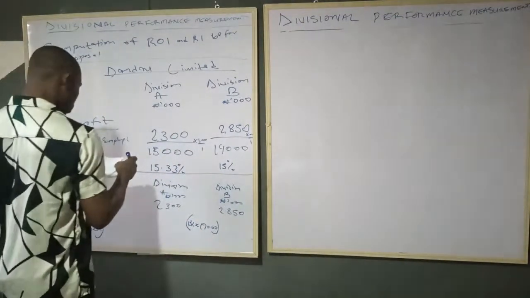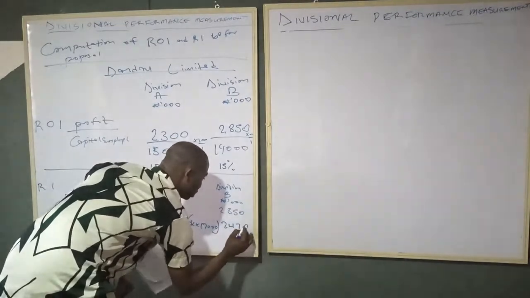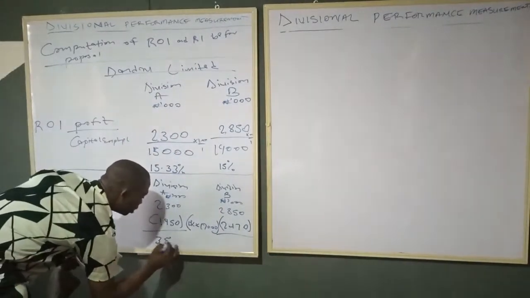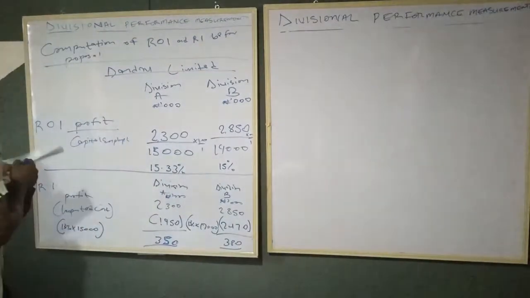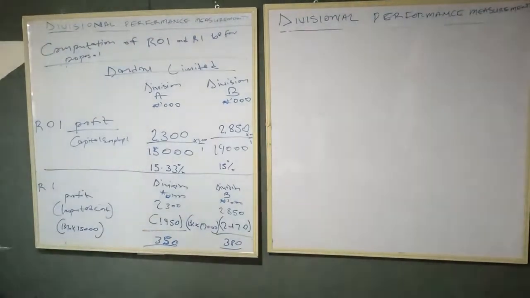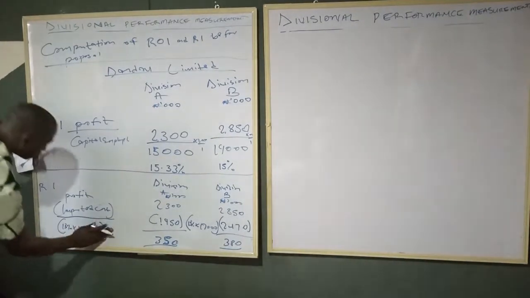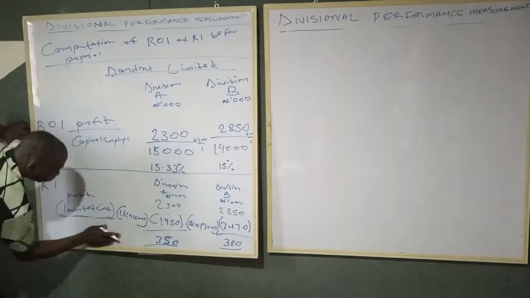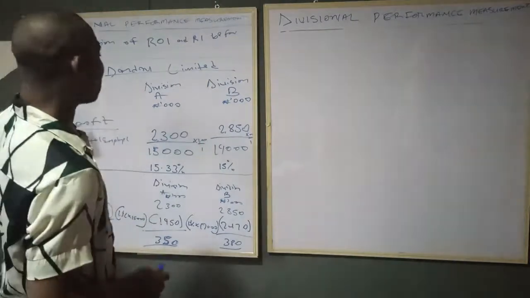So what is it going to give us? We get 1,950, and here we get 2,470. So we minus it, then we get our residual income. We have 350 here, and we have 380. So that is our residual income before the proposal. Just apply the formula, profit minus imputed cost, to give us the residual income. So this is our return on investment and residual income before the proposal.